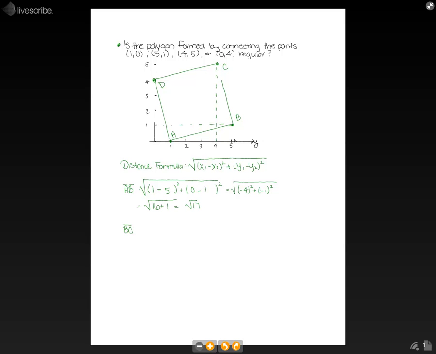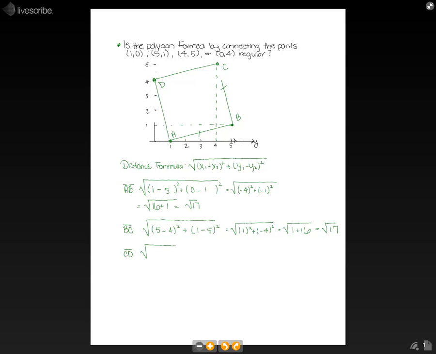Let's find the length of side BC. Using the same method, B's x is 5 minus C's x, 4, squared, plus y1 is 1 minus y2 is 5, squared. That gives us 1 squared plus negative 4 squared, which is the square root of 1 plus 16, which is also the square root of 17. So we know that side AB and side BC are the same so far. Let's find side CD.